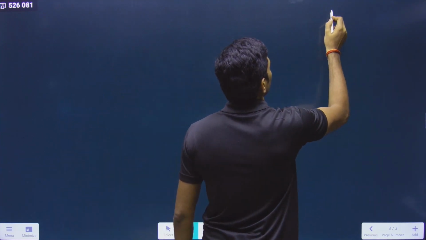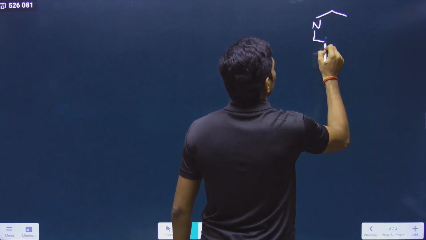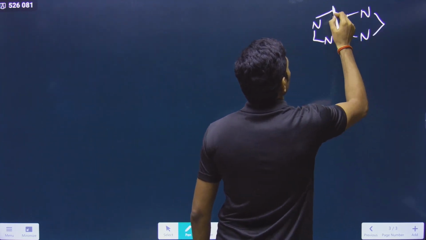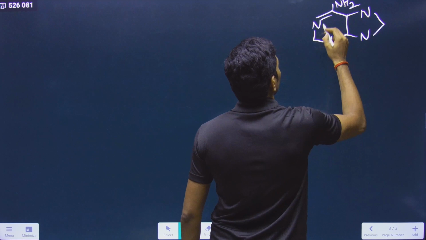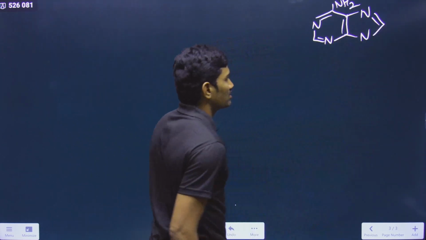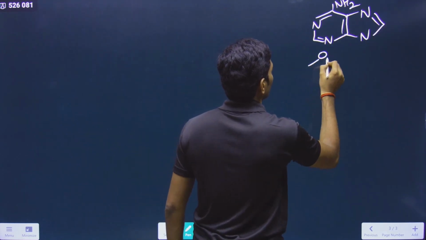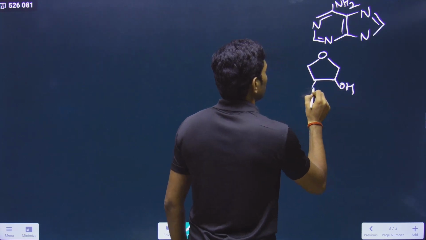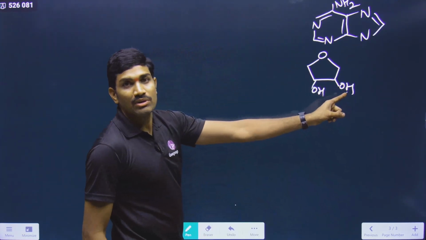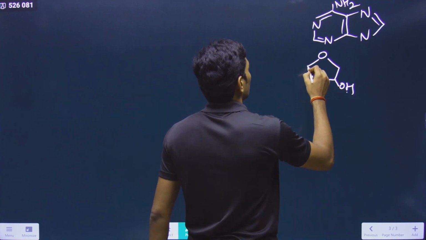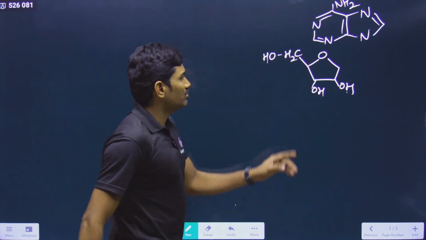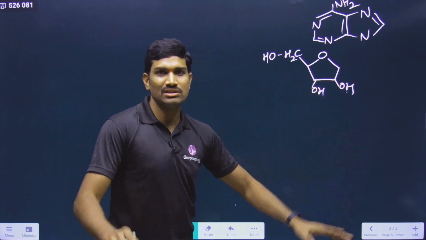Directly I am drawing the adenine here. So this is adenine, 6-amino, and these are the positions of the double bonds. And here we are drawing the ribose sugar. Since it is ribose sugar, at the second carbon position I am drawing the OH group. And here it will be CH2OH. Please remember, I am not drawing the hydrogens here, but it is still correct.